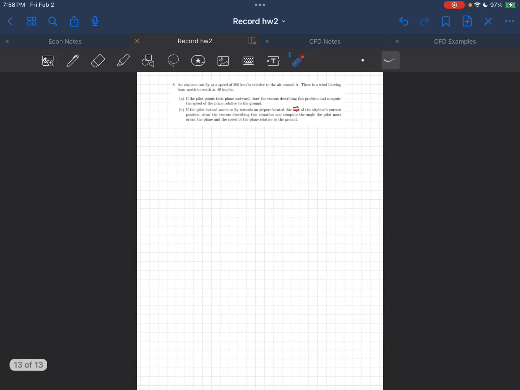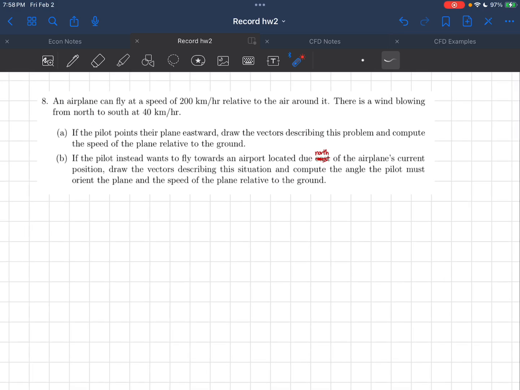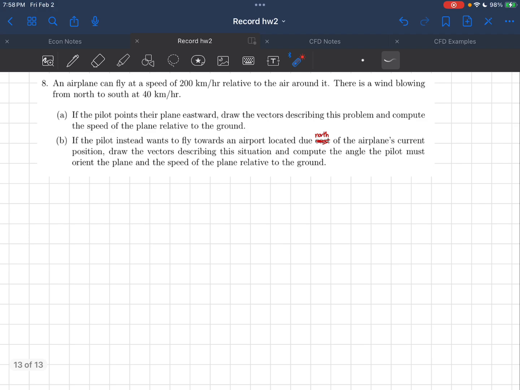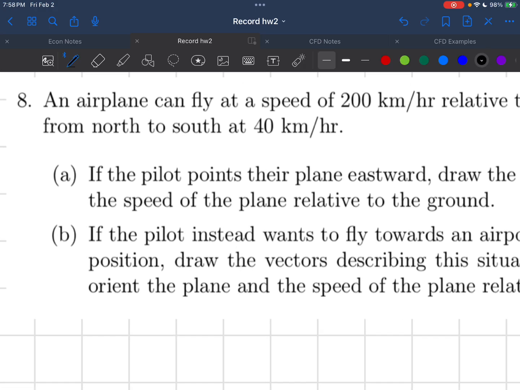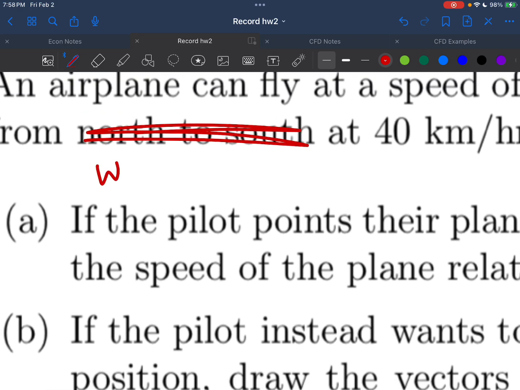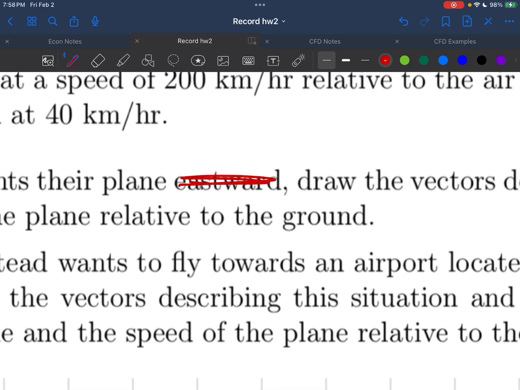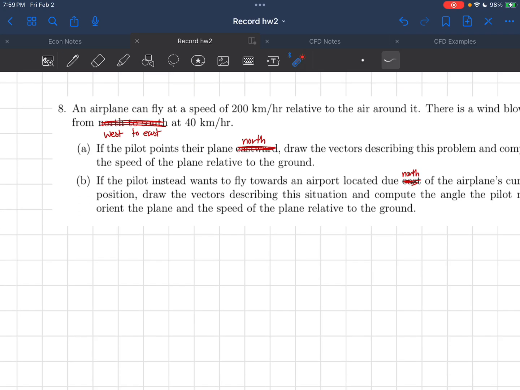All right, on to our last problem. We've almost made it. So we have an airplane flying at a speed of 200 kilometers an hour relative to the air around it. There is a wind blowing from north to south at 40 kilometers per hour. So this is the old version of the problem. The new version, I'm just realizing, had wind blowing from west to east, and we pointed the plane north to start.